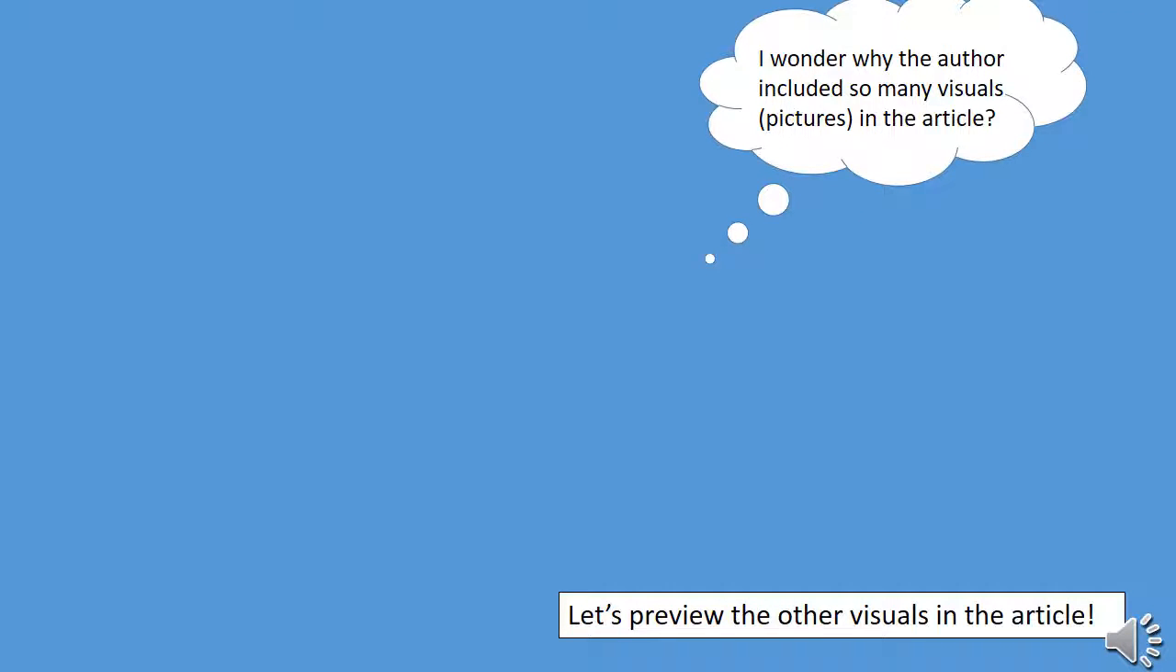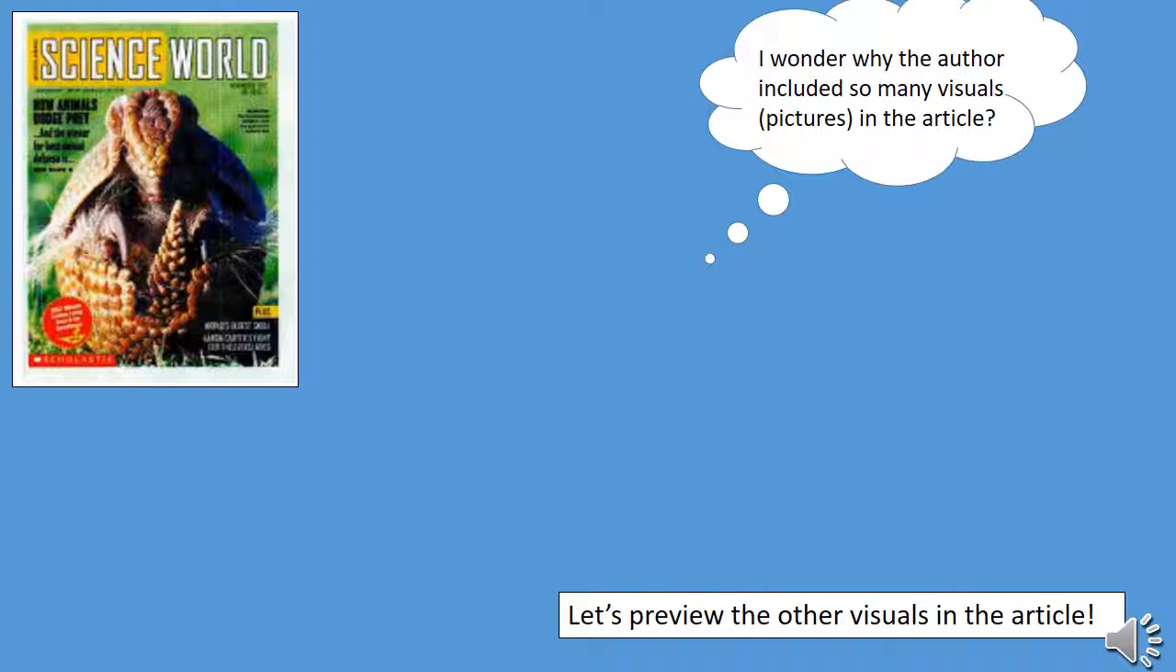Now we're going to take a look at some of the other visuals that are in the article. And while I'm showing them up here, you can be looking at them in your purple workbook. I'm going to describe each one of them, and I want you to think why the author included so many visuals in the article. The first picture shows something called a three-banded armadillo on the cover of a magazine called Science World. I want you to take a look at that visual, take a look at the shape that armadillo makes, and start making some inferences or thinking about what that might mean.